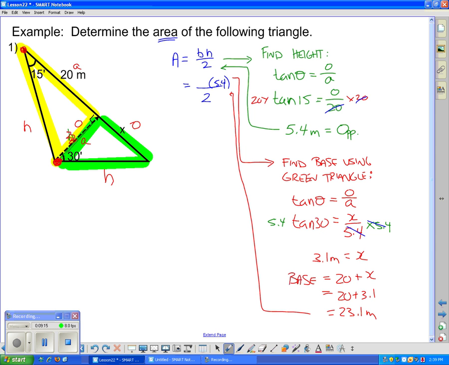So I can return up there, and I have the 23.1. And there we go. So 23.1 multiplied by 5.4, divide that by 2, and I get 62.37. So therefore, the area will be 62.37, and got to remember to put our units in. So there we go. So it is now combining grade 9, your measurement unit, with grade 10 trigonometry is basically what's happening here.